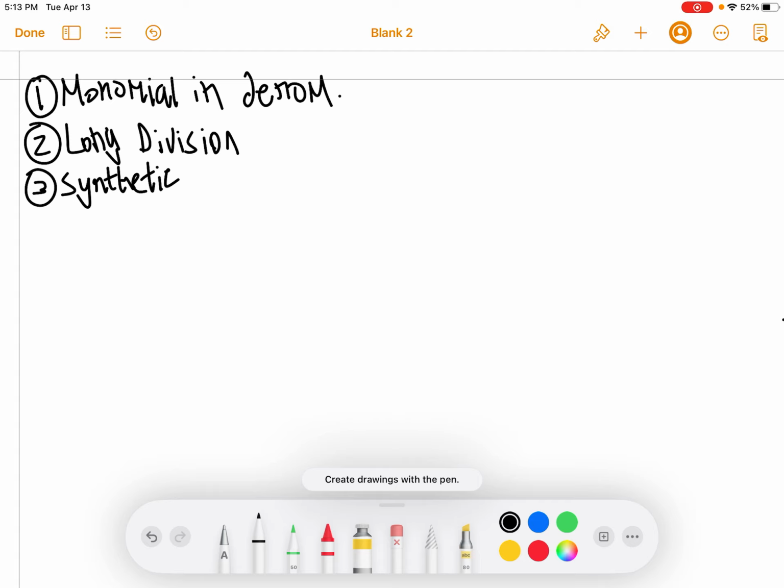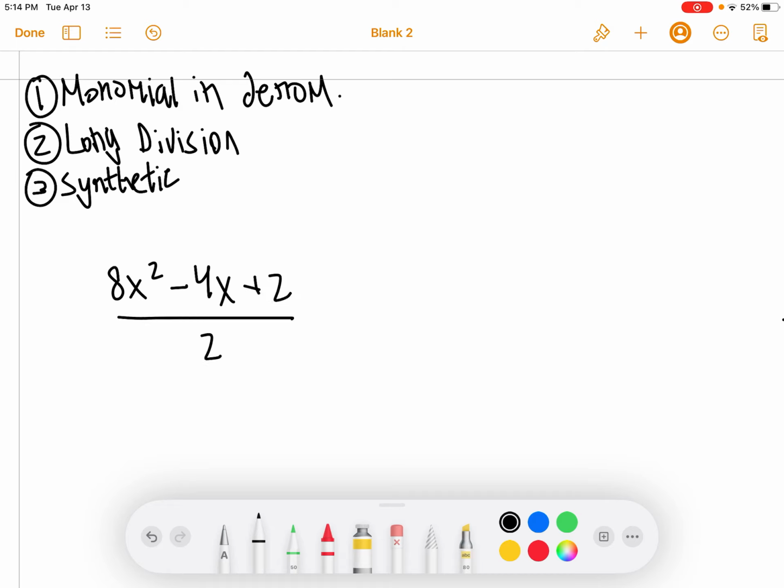So you might want to pay attention because there are certain steps you have to do in them. But the first one is not very hard. So let's look at an example. Let's say we have 8x squared minus 4x plus 2, and let's just say that's divided by 2x.